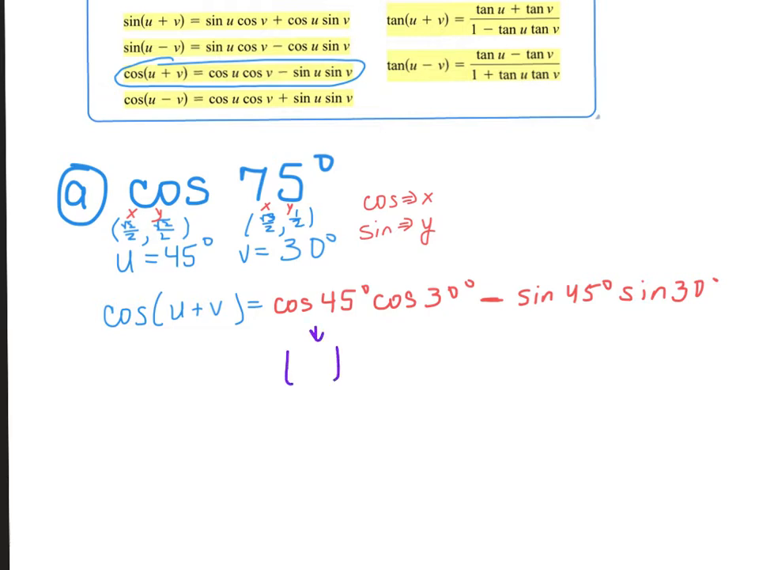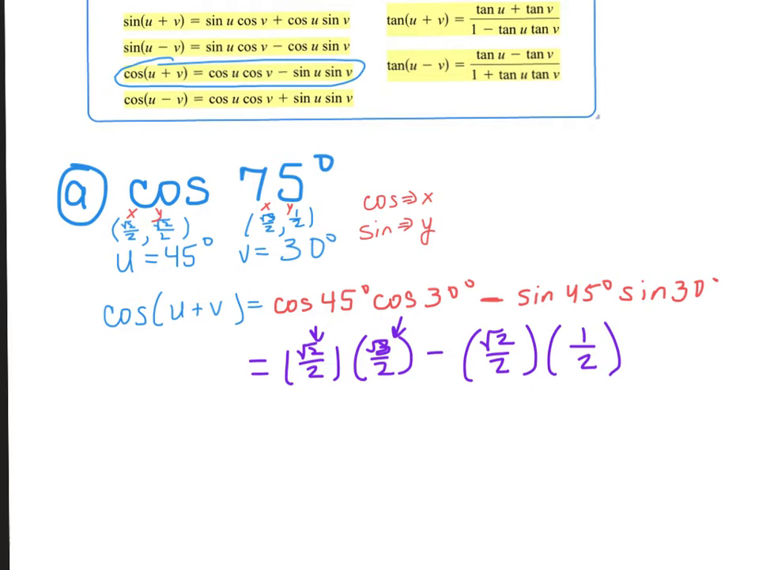You're going to now say, okay, cosine of 45. What's the x value of 45 degrees? So it's root 2 over 2 times, what is the x value of 30? Root 3 over 2, minus, what is the y value of 45? Root 2 over 2 times, what is the y value of 30? 1/2. Questions? Does anyone have any questions?